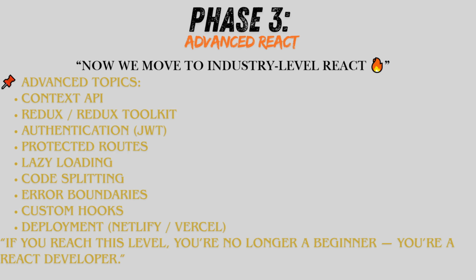What are protected routes? When you want to authenticate some components or some URLs, how you can authenticate using a protected route. Lazy loading is the thing where your component should not render until it is called. That's why we call it lazy loading. Code splitting: how your component is split into multiple places. What are error boundaries? We will try to learn where hooks should be used, where not, and how we use hooks. That's what we will learn in error boundaries.